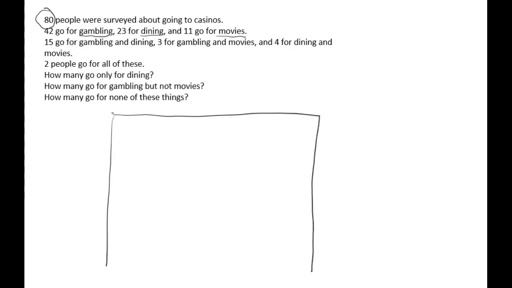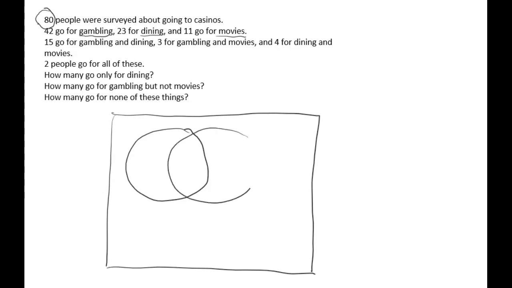This time my universe has 80 people in it, and we have people who go to casinos for gambling, to eat, and to go to the movies. So it looks like I'm going to need a Venn diagram, this time with 3 sets instead of 2. Here again, in my whole universe, I have 80 people, so when I'm finished, I should have 80 people somewhere in this diagram. We need a set for gamblers, for diners, and a third one for people who go to movies.